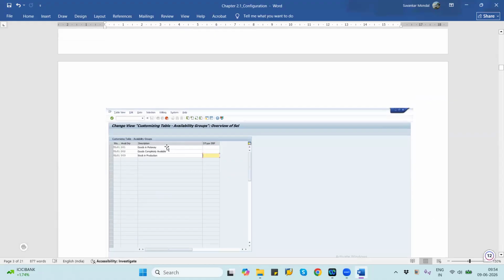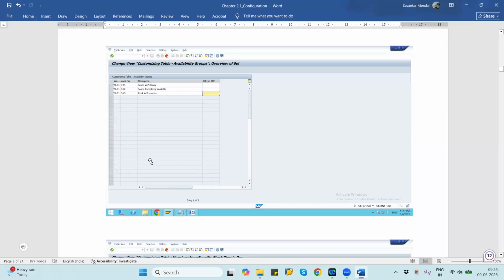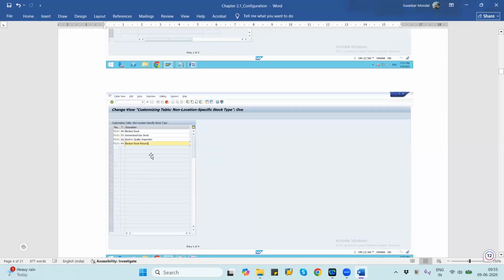Here is the sample case for our standard warehouse, which we had used using faculty login long back. It is TL01, and we have used 001 for goods input ROD, 002 for goods completely available with AFS, and 003 is for stock in production supply. These three. And here we have a non-location specific stock type. Non-location means it is not identifying any particular stock of the storage location.